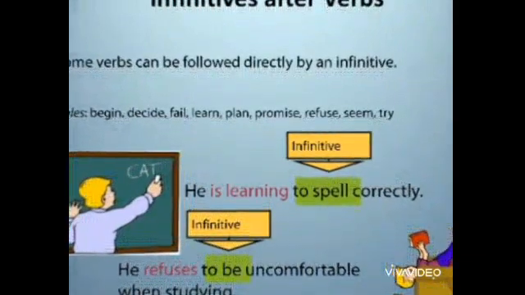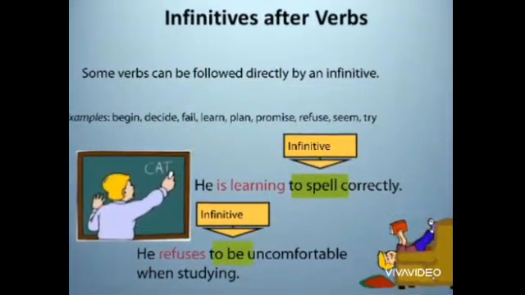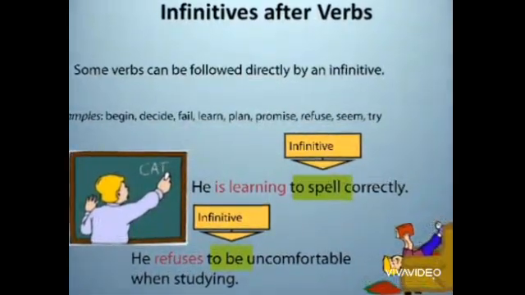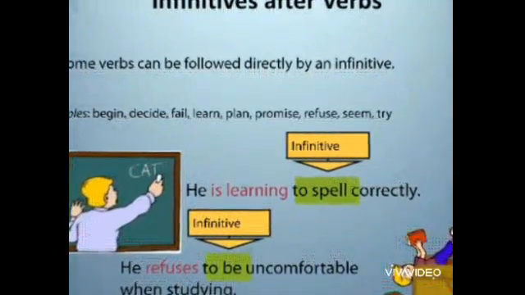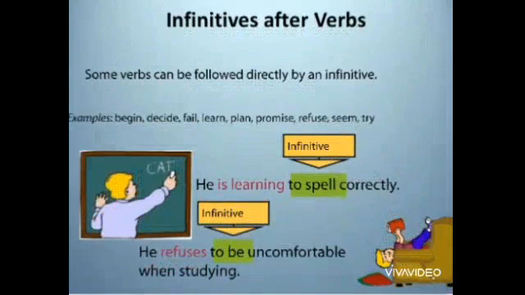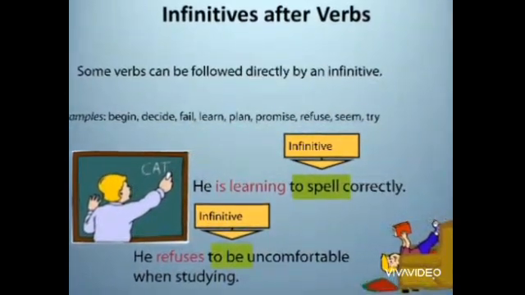Second sentence: He refuses to be uncomfortable when studying. To be is the verb infinitive and refuses is the verb.